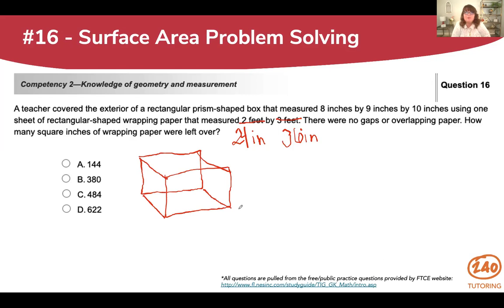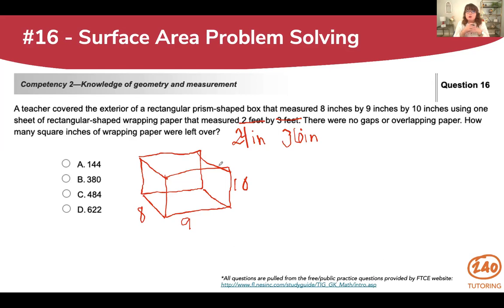Now I'm going to label this. It said that it measured 8 by 9 by 10. So I'm going to say this is 8, this is 9, and the height is 10. Of course, I didn't draw that to scale, but you get the idea. 8 inches, 9 inches, 10 inches. And we're wrapping this with wrapping paper, so we're not looking for the inside. We're not going to use volume. We're going to use surface area.